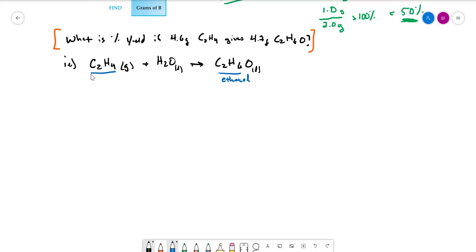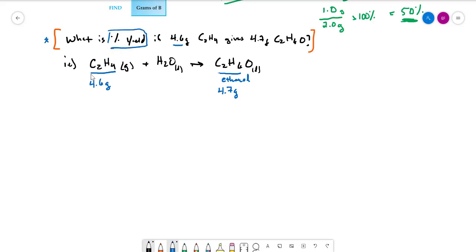Okay, so this is a huge industrial process, and so this is a question that chemists or chemical engineers ask themselves when they work for these big companies. They say, well, what is the percent yield? So how much of this stuff do we actually get if you have 4.6 grams of the C2H4 to start with? So we got 4.6 grams of this, and we produced 4.7 grams of this. And we want to know the percent yield.